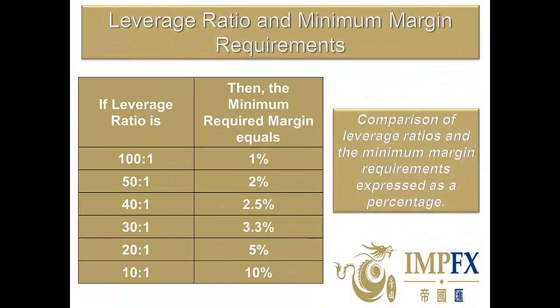Leverage ratio and minimum margin requirements. The comparison of leverage ratio and the minimum margin requirements expressed as a percentage. Looking at the left-hand side, if the leverage ratio is 100 to 1, then the minimum margin requirement is 1%. If it's 50 to 1, the minimum requirement is 2%. And as you can see, as you go down, 40 to 1 is 2.5%, 30 to 1 is 3.3%, 20 to 1 is 5%, and 10 to 1 is 10%.